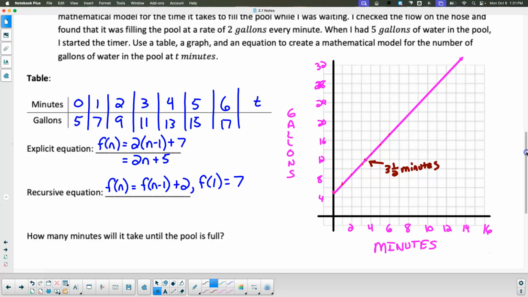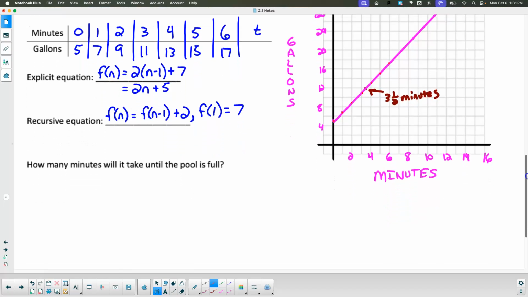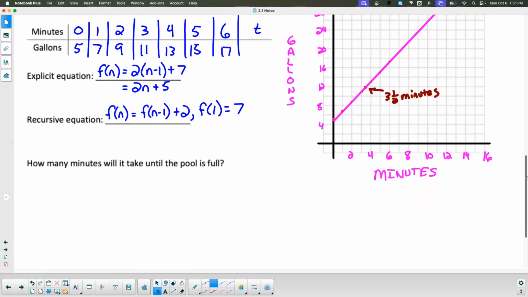What am I going to plug in? Well, what am I plugging into my equation? My explicit equation right here. What's the one change I'm going to make? I'm going to change the output. What does my output need to be? 1,500, right?